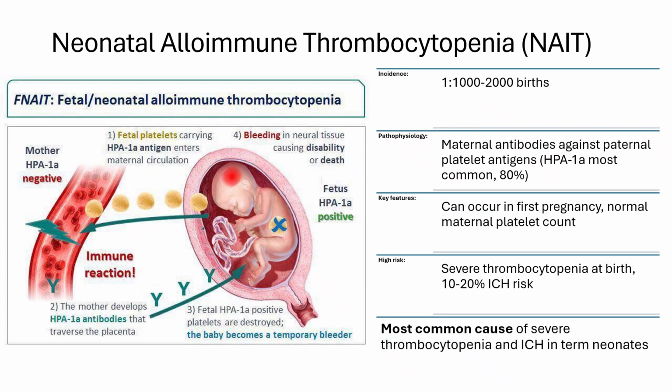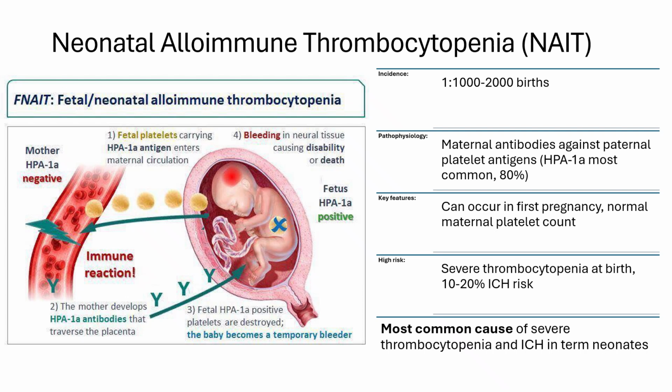Neonatal alloimmune thrombocytopenia represents the platelet equivalent of hemolytic disease of the newborn, affecting 1 in 1,000 to 2,000 births. This condition results from fundamental immunologic incompatibility between maternal and fetal platelets. The pathophysiology begins when the fetus inherits paternal platelet antigens that the mother lacks. The most common trigger is human platelet antigen 1A, accounting for 80% of cases.